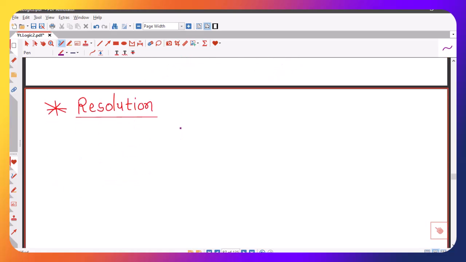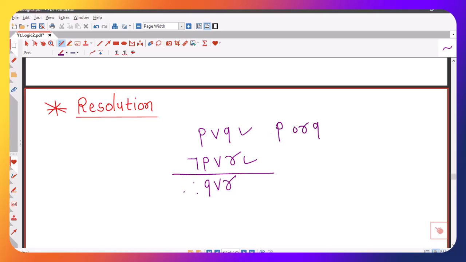Next one is resolution. This says that whenever we have premises p or q, another premise is negation p or r, then the conclusion is q or r, and it is true whenever these two are true. So here also we have p or q. This is true if either p is true or q is true. Negation p or r, this is true if we have negation p or r.